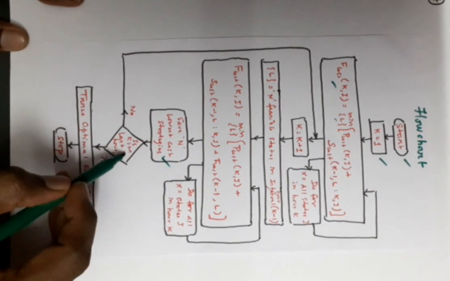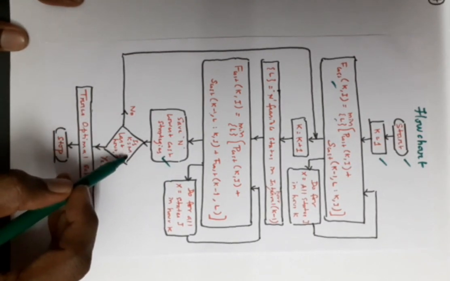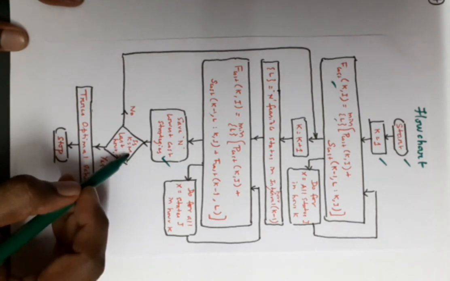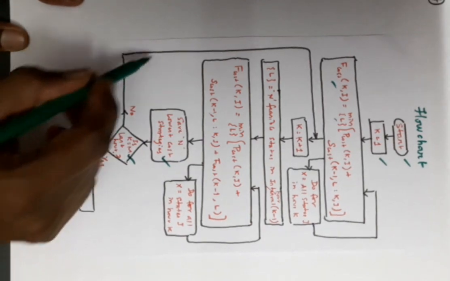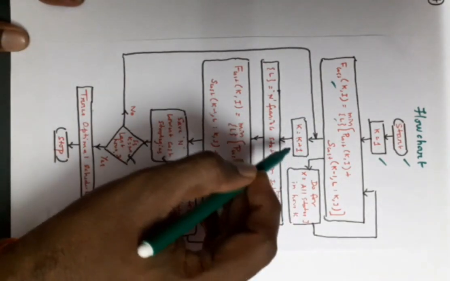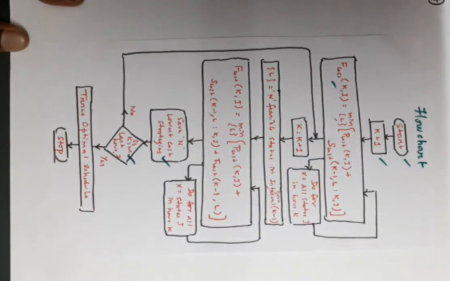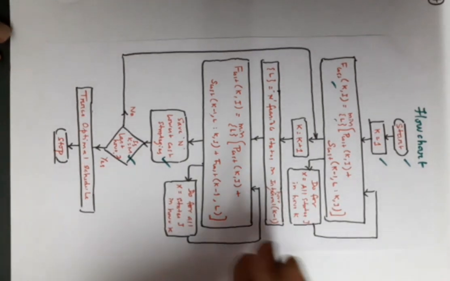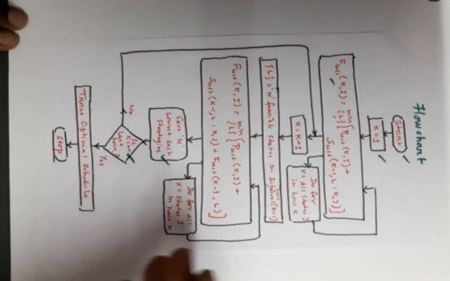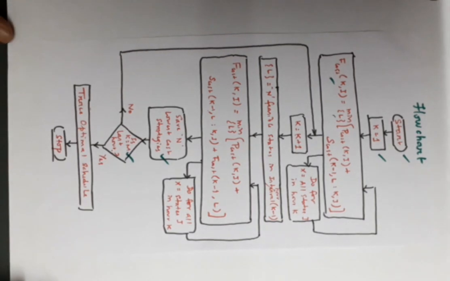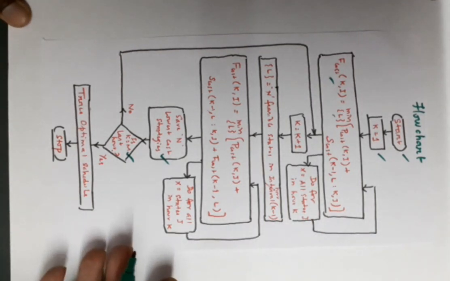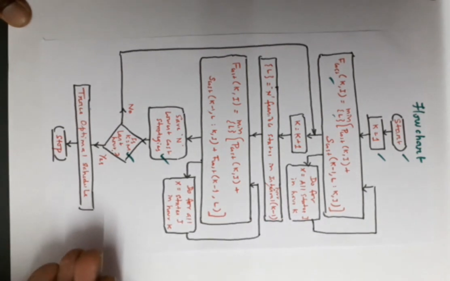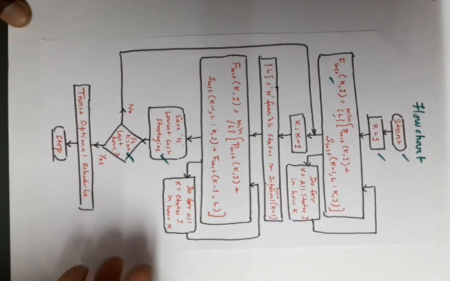And then, is k equal to m? Is it the last hour? For the given example, if it is 8, then the last hour means yes: trace the optimal schedule and stop. If no, you increment the hour and proceed again. So this is how you should proceed with the dynamic programming approach for solving this unit commitment problem. These things you can put in a steps format, write it as an algorithm, and explain this.